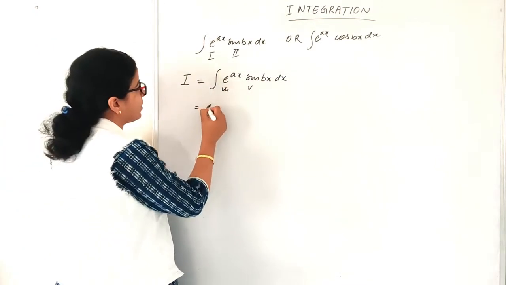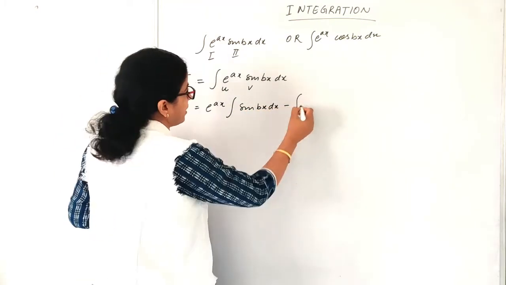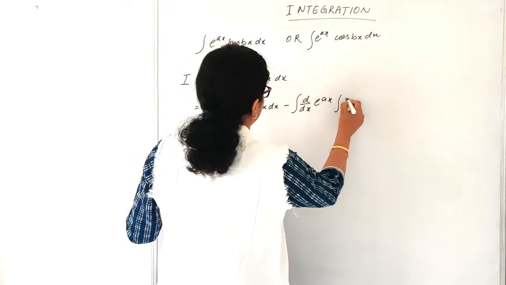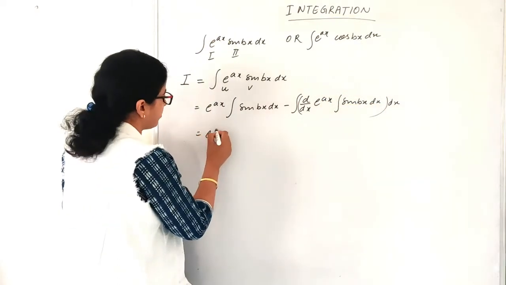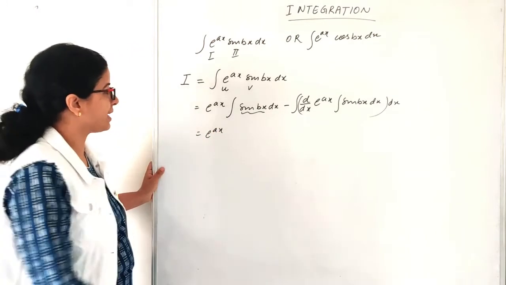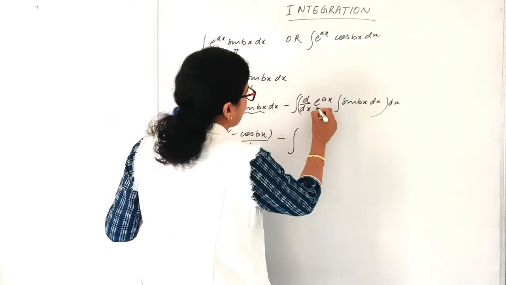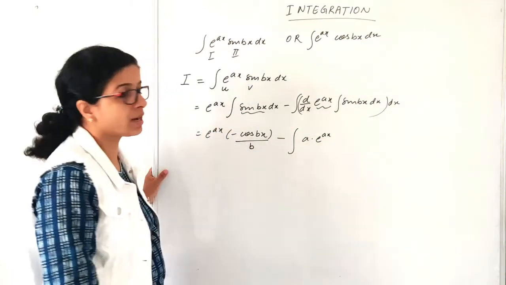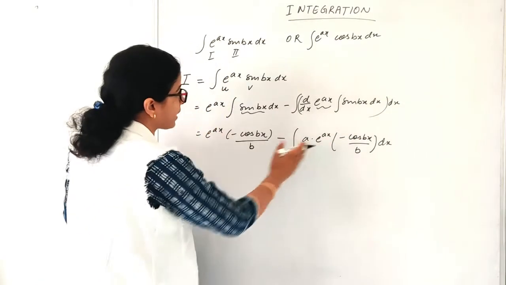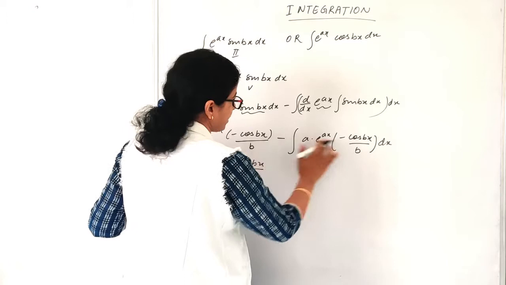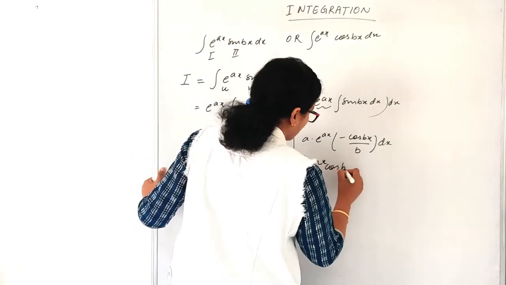So u will be written as it is, integration of sin bx dx minus differential of u, integration of sin bx dx, whole integration. So it will become e^(ax), integral of sin is minus cos bx by b, right? Minus differential of e to the power ax, that is a into e to the power ax, and this I have already written here. What I can do, I can take out the constant part outside. Minus minus will become plus a by b e to the power ax cos bx dx.